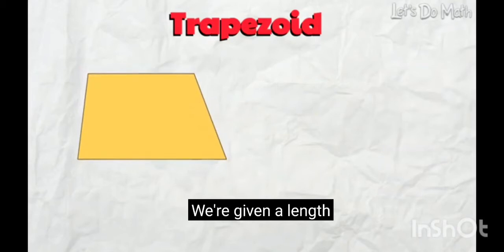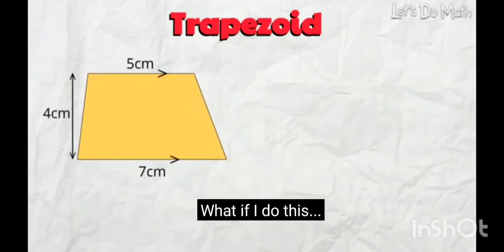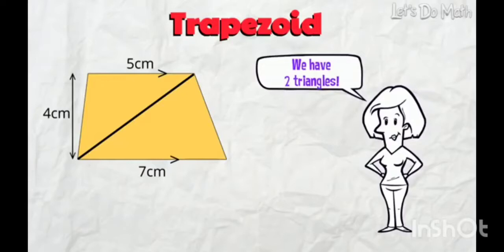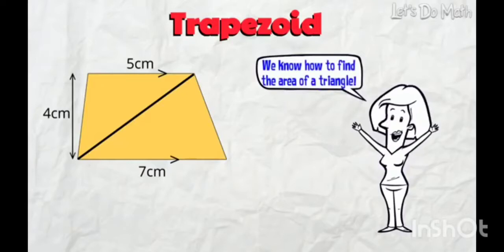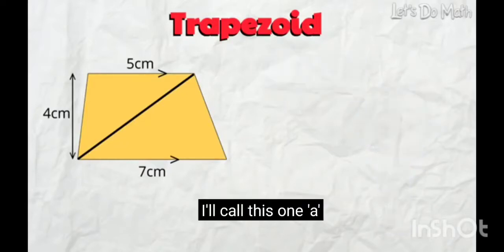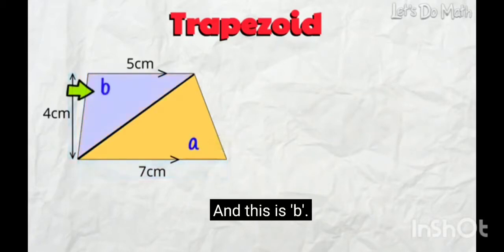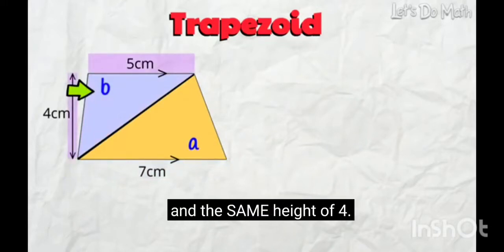We're given a length for each parallel side and the height. What if I do this to get us started on the area? Now we have two triangles. We know how to find the area of a triangle. I'll call this one A. It has a base of 7 and a height of 4. And this is B. It has a base of 5 and the same height of 4.